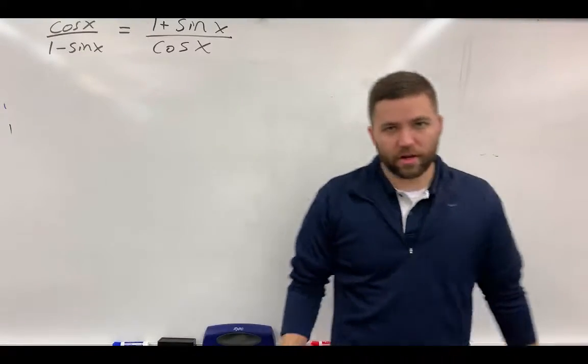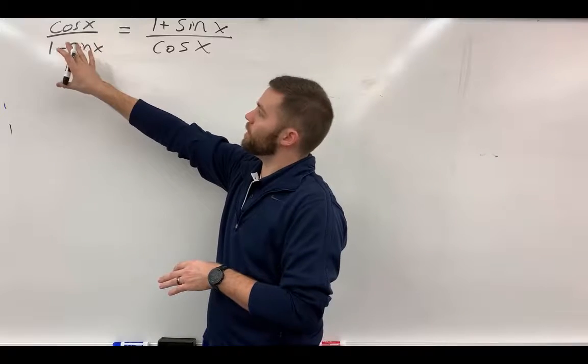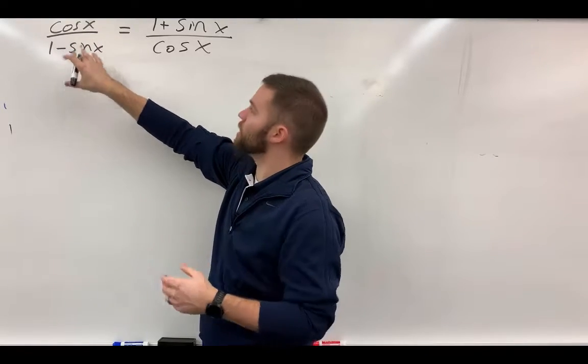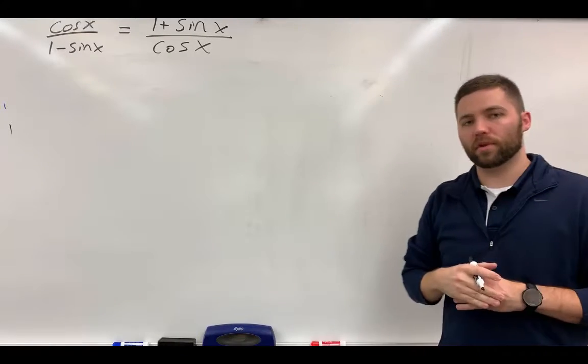All right, let's work on another verification problem here. This one I want to work on simplifying, or verifying, cosine over 1 minus sine is equal to 1 plus sine over cosine. We've got a couple of different options here.